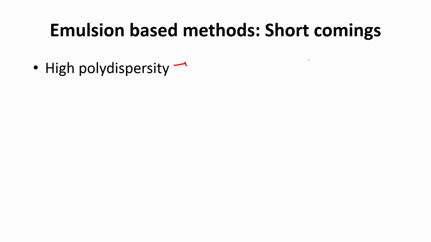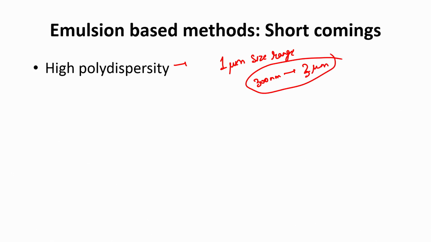As you saw from those images, let us say if you are targeting a 1 micron size range, you will get particles all the way from let us say 300 nanometers to all the way up to 2 or 3 microns, and so it is extremely polydispersed. So even though your average might still be 1 micron, you will get fairly high polydispersity in these methods.